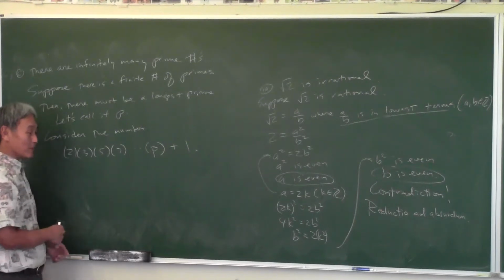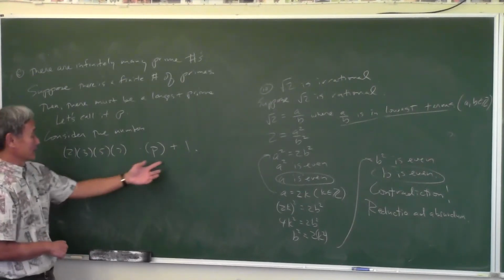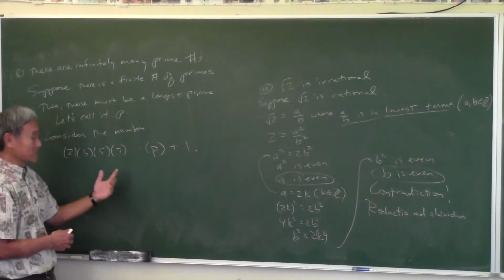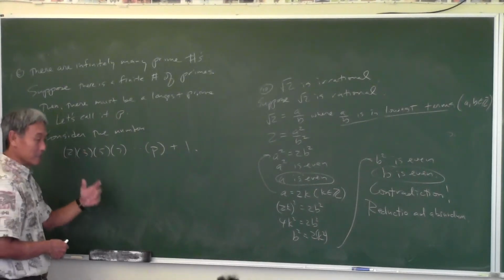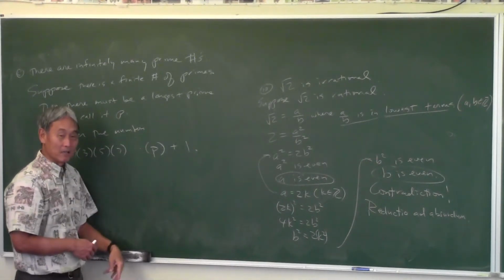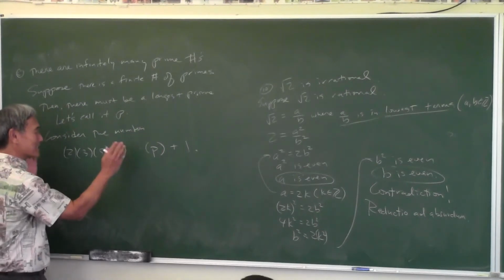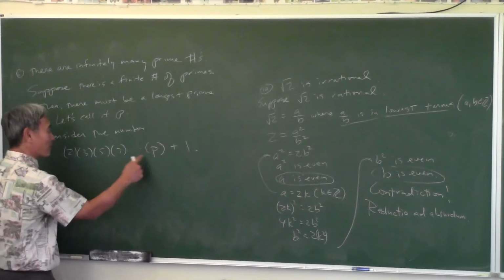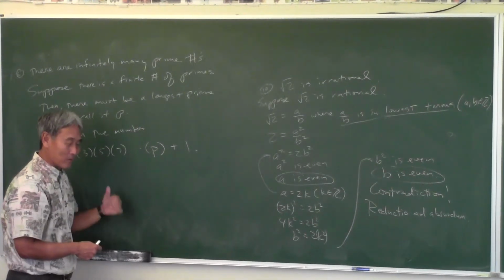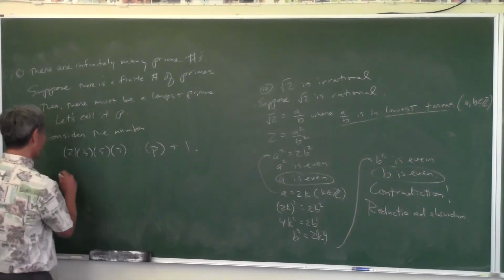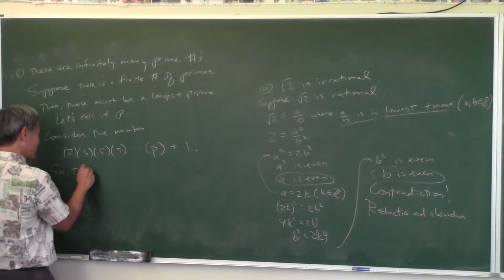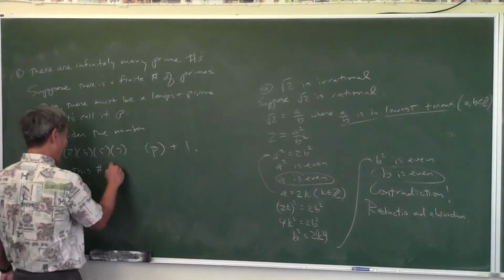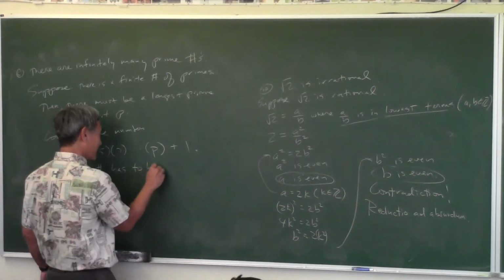Is this number divisible by 5? No, because you get 1 left over if you divide it by 5. What about 7? No. 11? No. 13? No. 17? No. All the way to p. So if this number is not divisible by all the prime numbers, then what can we say about this number? It's prime. So this number has to be prime.